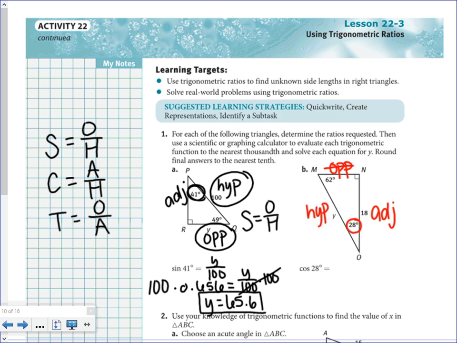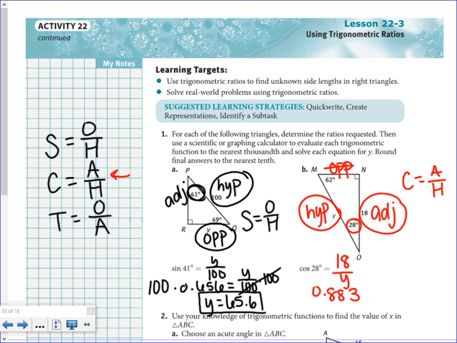Well, the opposite doesn't give us anything. There's no variable or number there, which means we want to use our hypotenuse and our adjacent. Those are the y and the 18. So which one of your trig ratios uses hypotenuse and adjacent? Your cosine. Cosine is adjacent over hypotenuse. So we know cosine of 28, our adjacent is 18, and our hypotenuse is y. So first thing we want to do to solve this equation, cosine of 28, I get 0.883, which is equal to 18 over y.